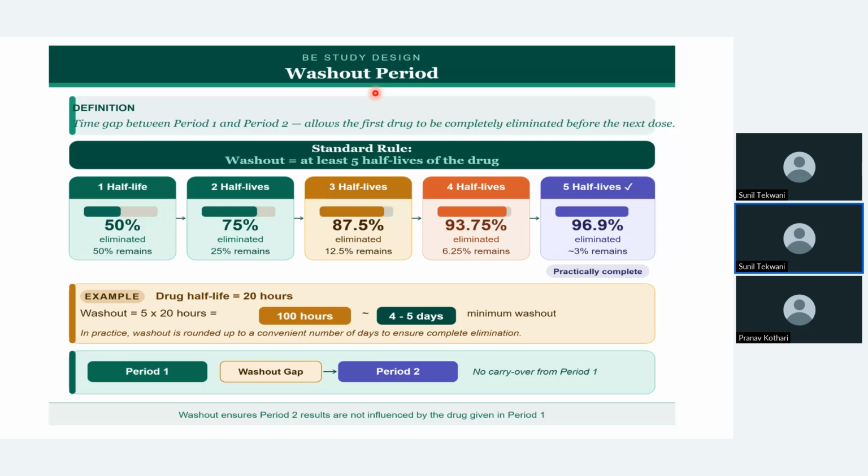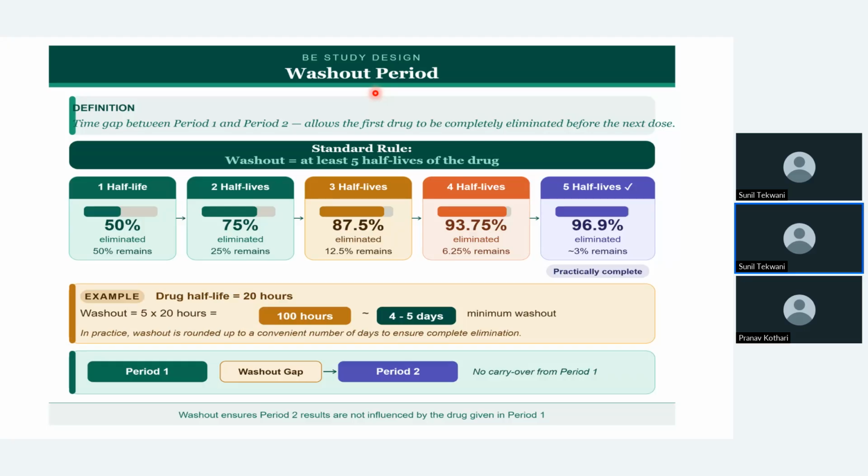Now you might have heard of this washout period many times. What is washout period? As I said, a BE study is mostly a 2-period study. In the first period, you are giving test product, for example. Then in the second period, you will give reference product. You need to allow the body to eliminate the first period drug completely. Then only you will start the second period. Otherwise, the blood concentrations will get mixed up.